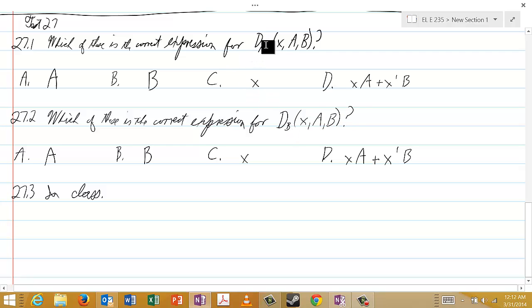And remember now, D sub A is the input to the D flip-flop whose output is A, and D sub B is the input to the D flip-flop whose output is B. And so the choice A is A, the choice B in both cases is B, the choice C in both cases is X, and the choice D in both cases is XA, ORed with X prime B. And then in class, we'll have 27.3. So that concludes this lecture, and good luck.